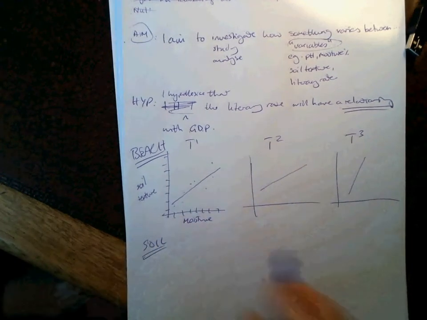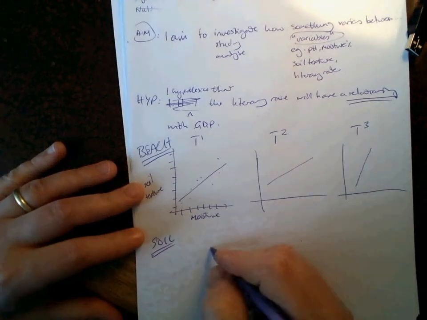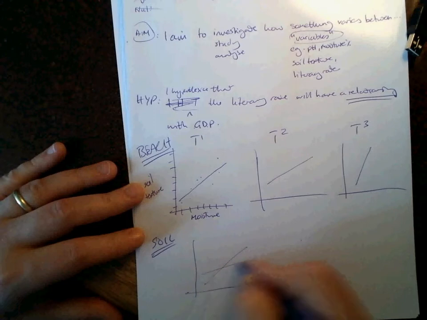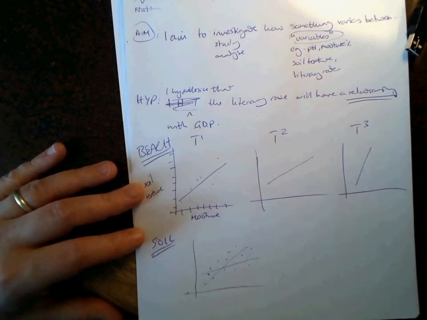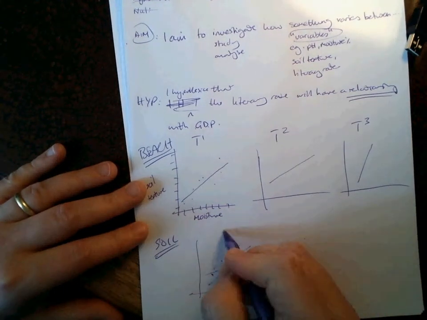For soil, most of you have got 2 transects, I believe. So you would do either a scatter graph that has 2 plot lines on it with 2 sets of dots but done in different colors, or you would do transect 1 and transect 2.